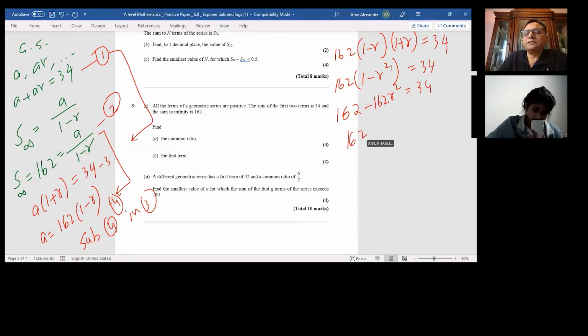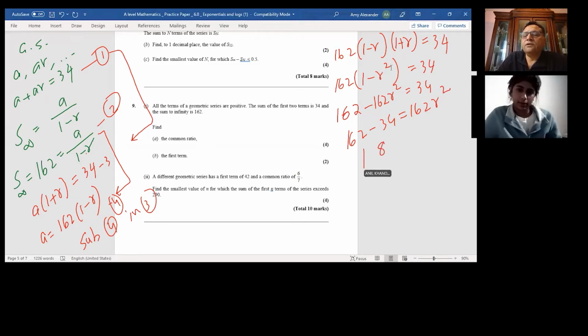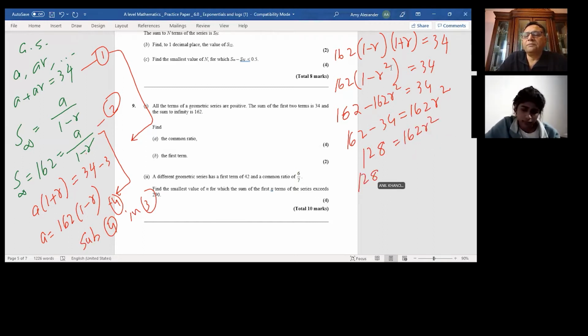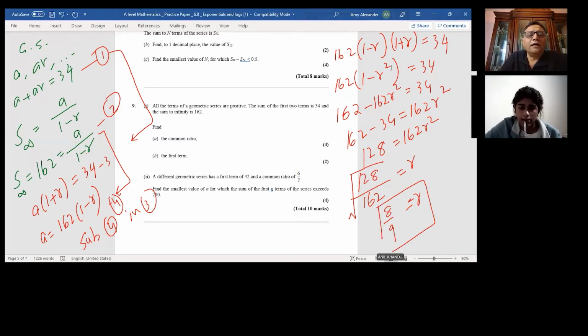So 162 minus 34 is 162 R squared, correct? So how much is 162 minus 34? 128. So 128 equals 162 R squared. So R squared will be 128 divided by 162. So I can take the square root of this, which is 8 over 9. So the R value is 8/9. Is that clear to you? So we got the common ratio as 8/9.